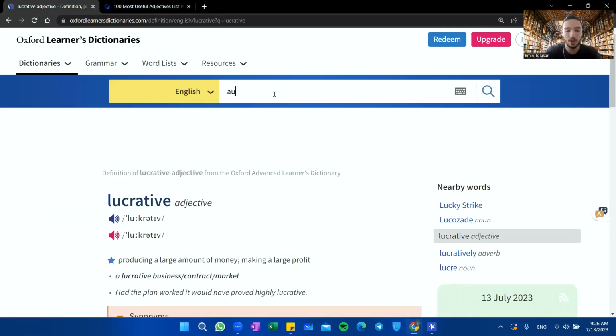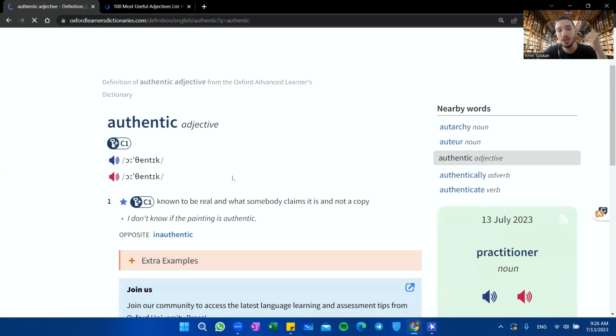You can write authentic here, all right? And it's going to give you the word. Not only that, it's going to give you the definition in English language, regardless of your native language. If you are speaking Russian or Arabic or I don't know, any other language, you can learn the definition in English because the definition is provided here with easy words, and you should get used to that.